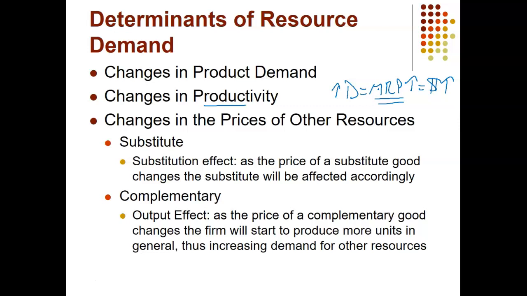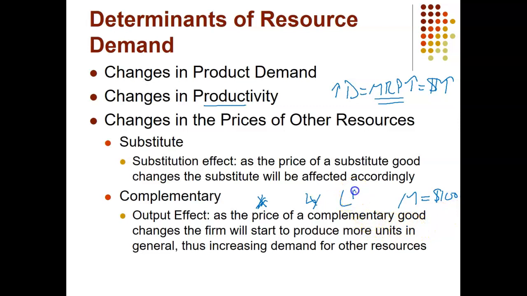And then we have a complementary effect. It's actually technically called the output effect. As the price of a complementary good changes, the firm will start to produce more units in general, thus increasing demand for other resources. So kind of the way I like to think about this is if we have good X and good Y, actually I'll do it this way. We have labor and we have a machine. And we have $100 to spend on this.